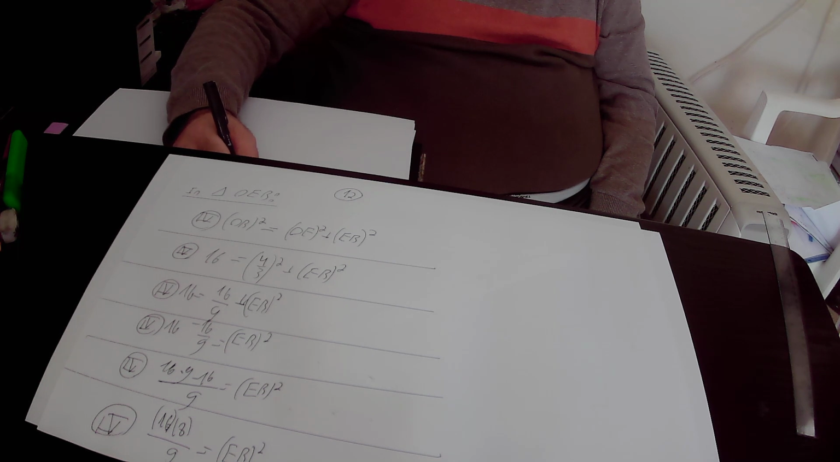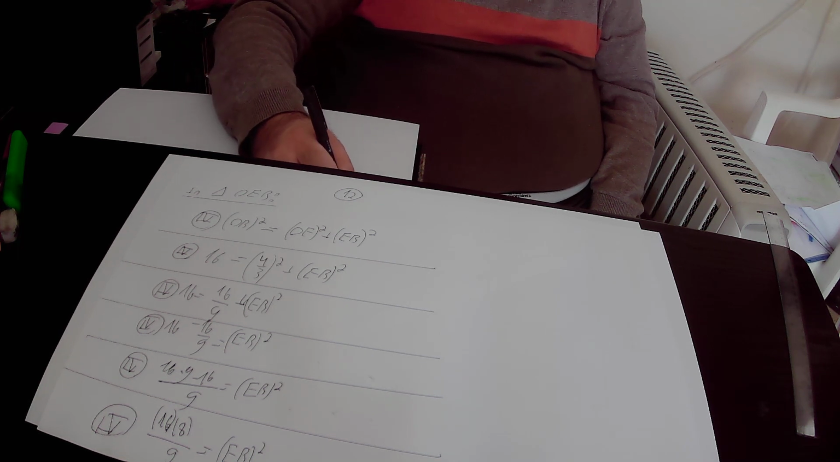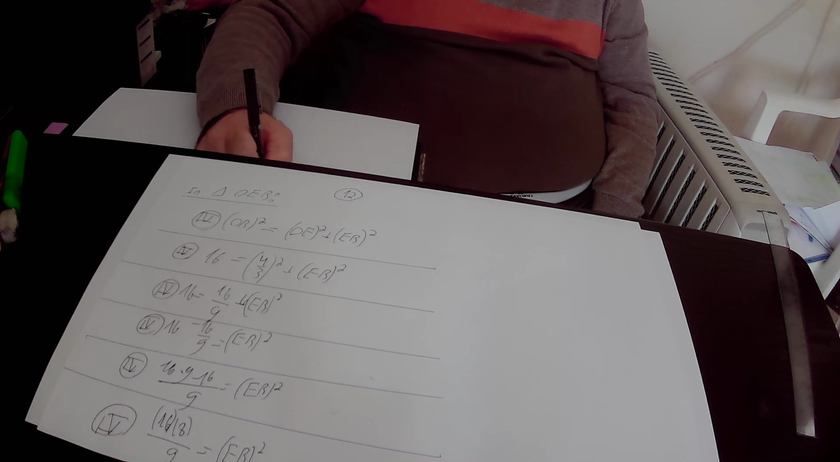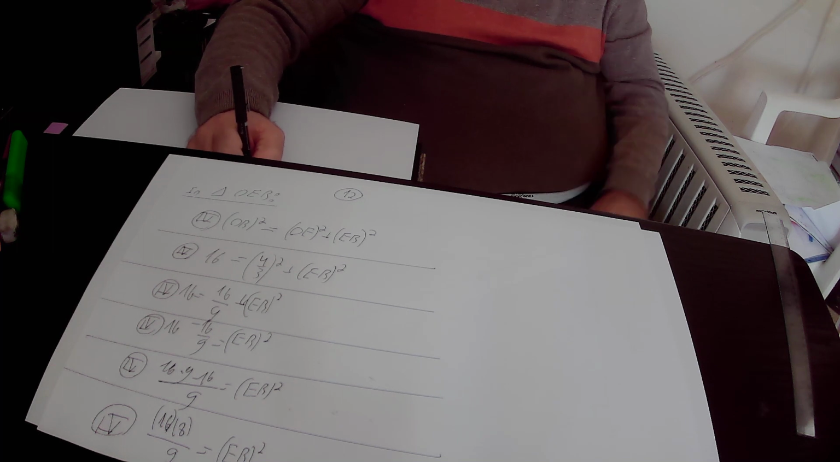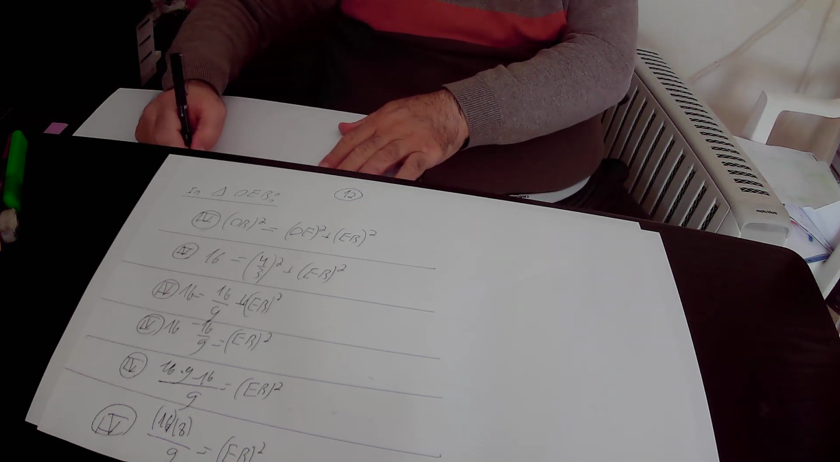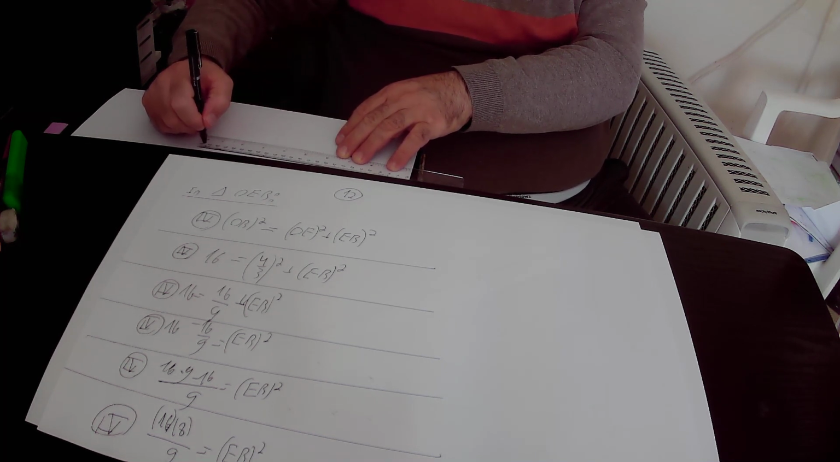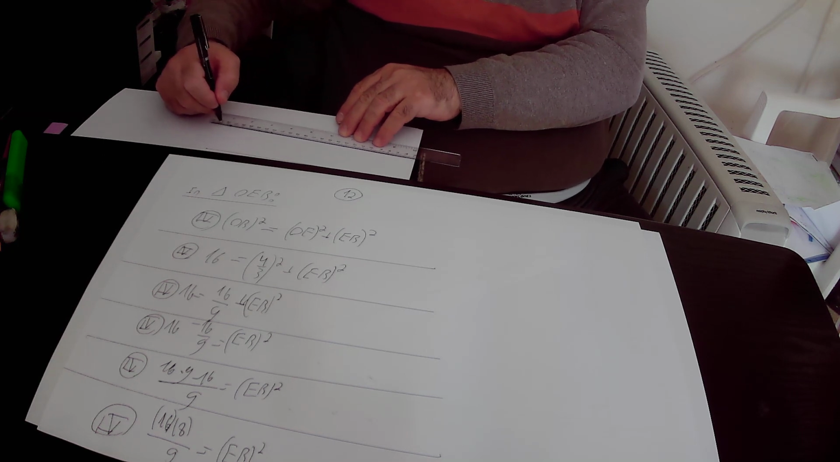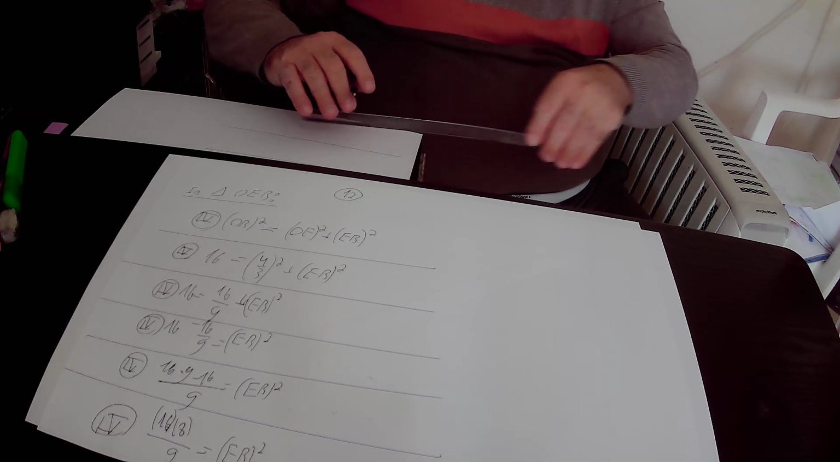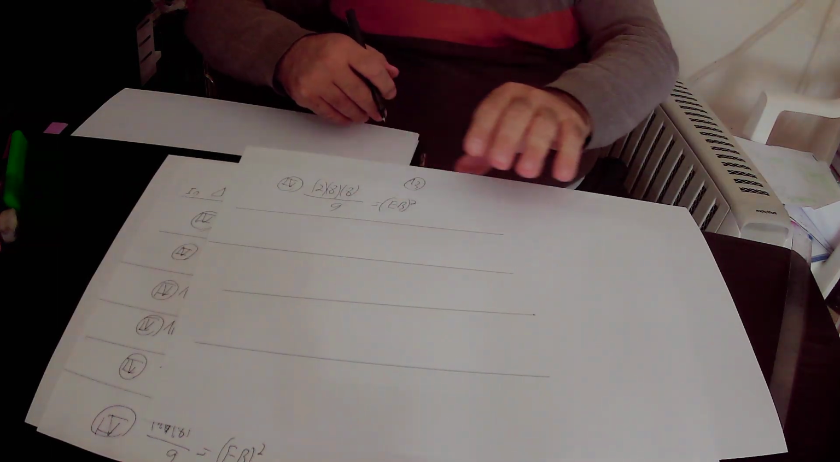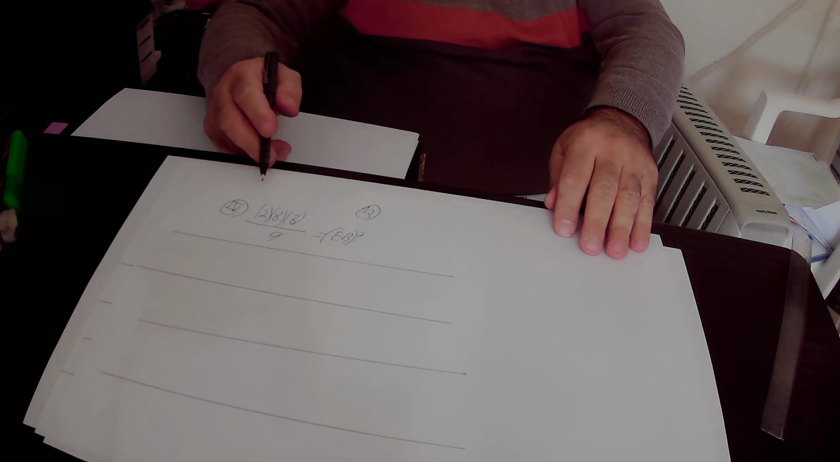So we get that according to equation number 4, 2 times 8 over 9 equals EB square. So we substituted 16 by 2 times 8, we got this expression.